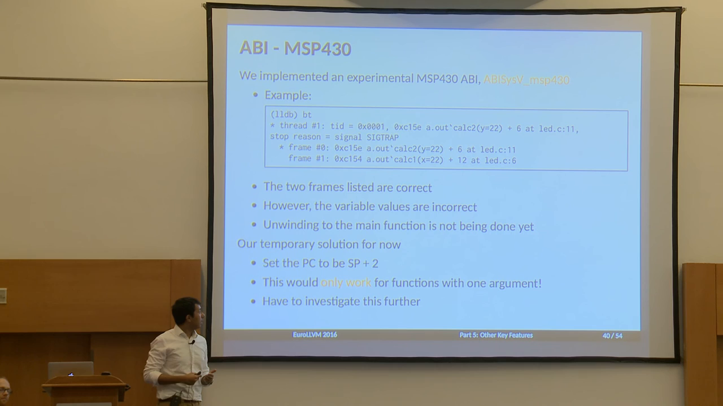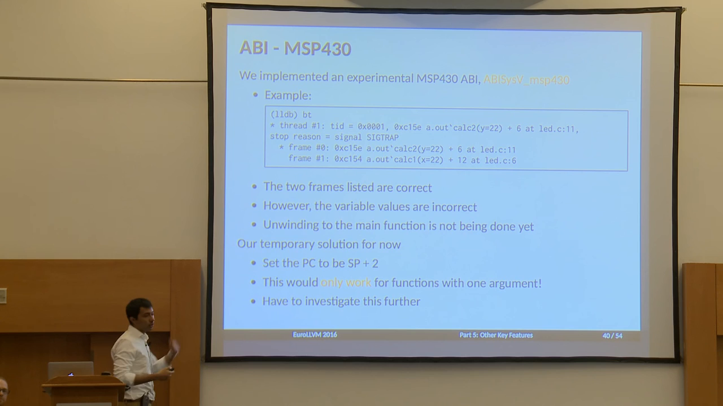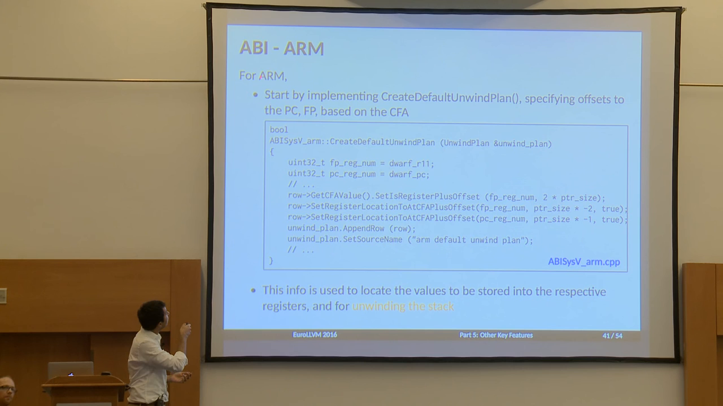One way would be to fix the CFI part in LLDB, to make it load from the .debug_frame, or to implement an emulator as well. As you can see here, the two frames are actually correct and the line numbers all match up, but the variable values are wrong, and it's not unwinding all the way back to the main frame. So something is going wrong. But the file is already available, so it can be easily worked on. And this is an example showing how the default unwinding works in ARM.